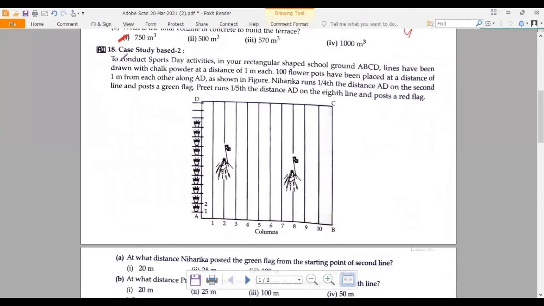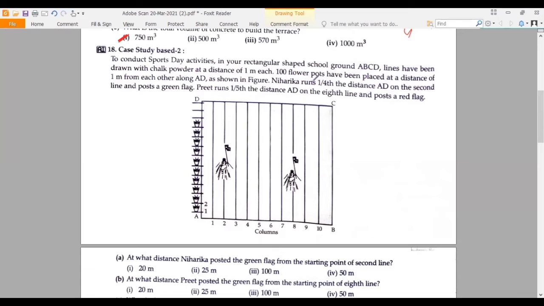Next case study based question, next one is to conduct the sports activities in your rectangular shaped school ground ABCD. This is a rectangular shaped school ground. Lines have been drawn in chalk. This line is drawn by chalk powder, and the distance between these two lines is 1 meter. 100 flower pots have been placed along AD, and each distance is 1 meter. The distance between two flower pots is 1 meter also.